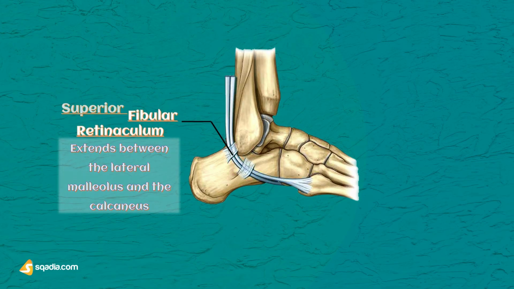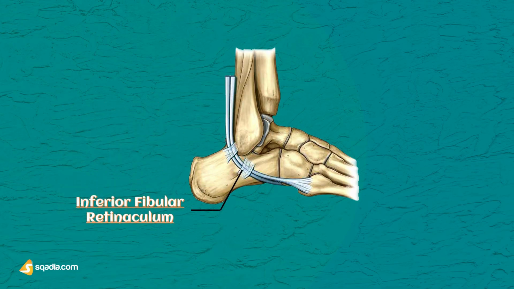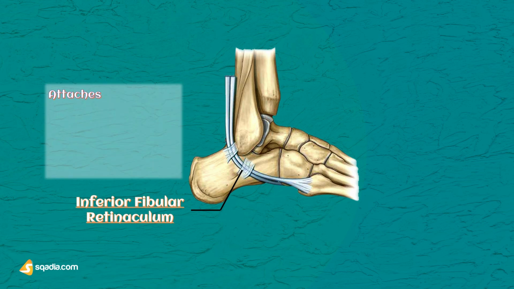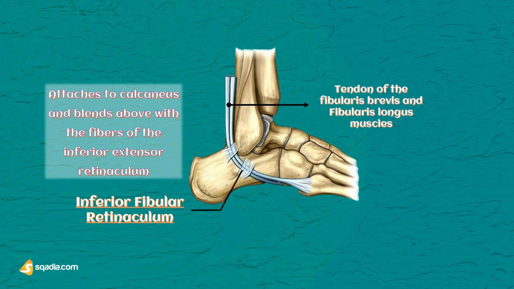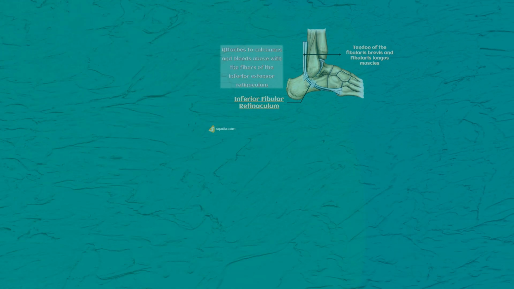An inferior fibular retinaculum attaches to the lateral surface of the calcaneus around the fibular trochlea and blends above with the fibers of the inferior extensor retinaculum. At the fibular trochlea, a septum separates the compartment for the tendon of the fibularis brevis muscle above from that for the fibularis longus below.